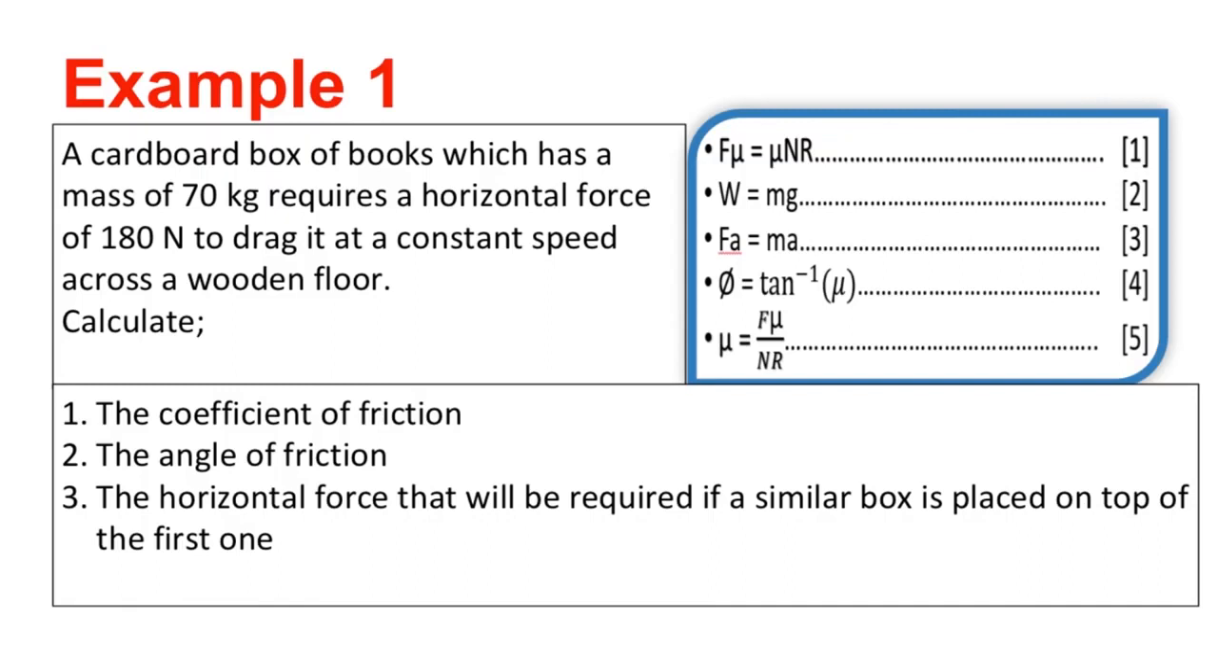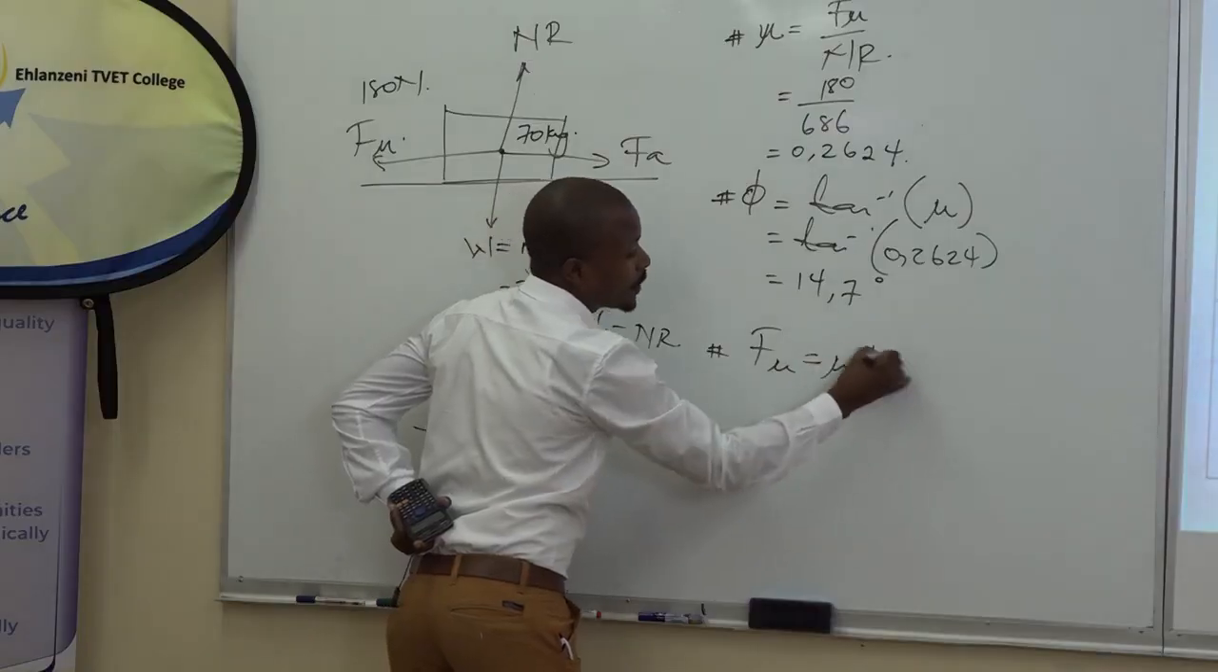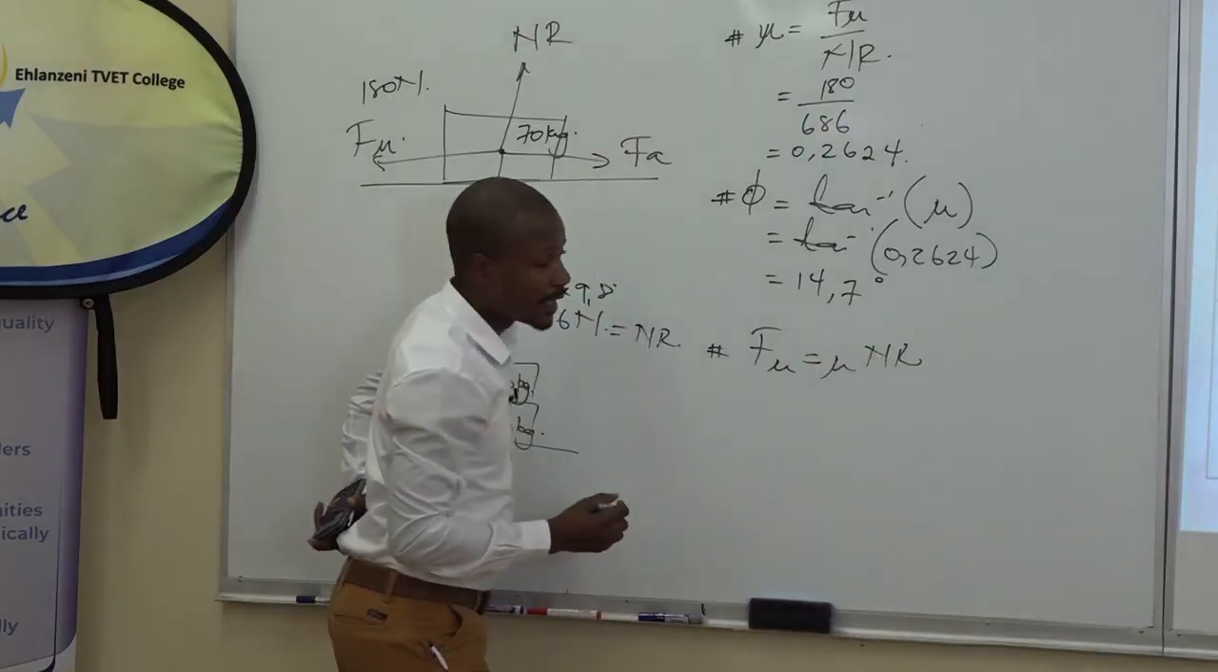Now there are two ways of working this thing out. The first method, I will show you. The first method, you can go to your first equation. You see the first equation, you are calculating the frictional force. The frictional force is given by coefficient of friction multiplied by normal reaction.